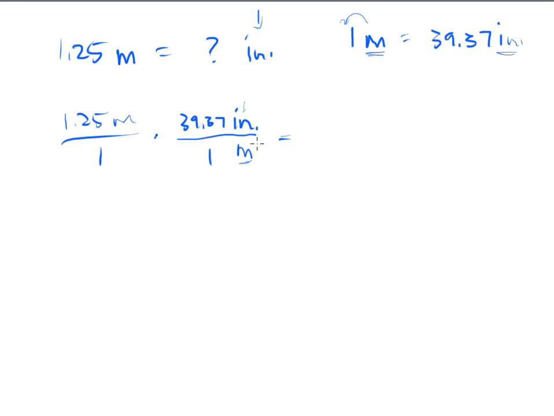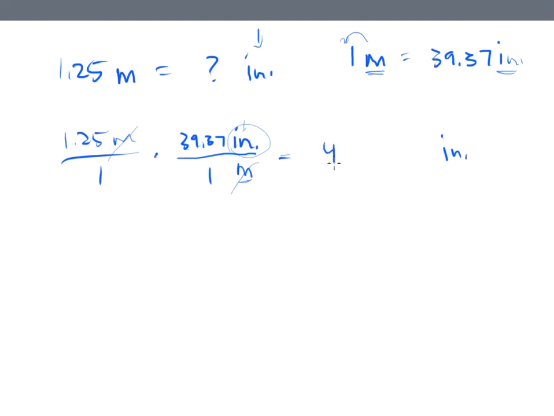So now if I forget about all of the ones, the meters will cancel. That's good. That leaves me with inches as far as the unit goes. And I'm going to take 1.25 and I'm going to multiply by 39.37. So when I do that, I'm going to get on my calculator 49.2125.